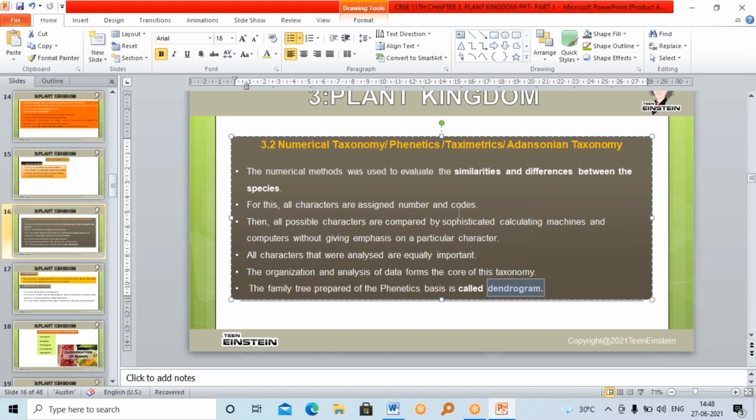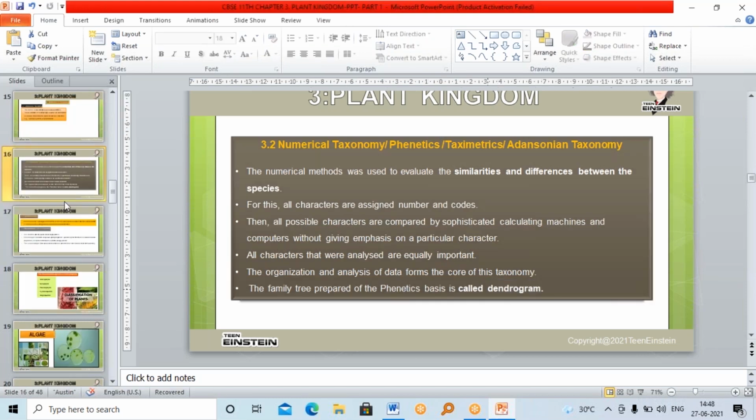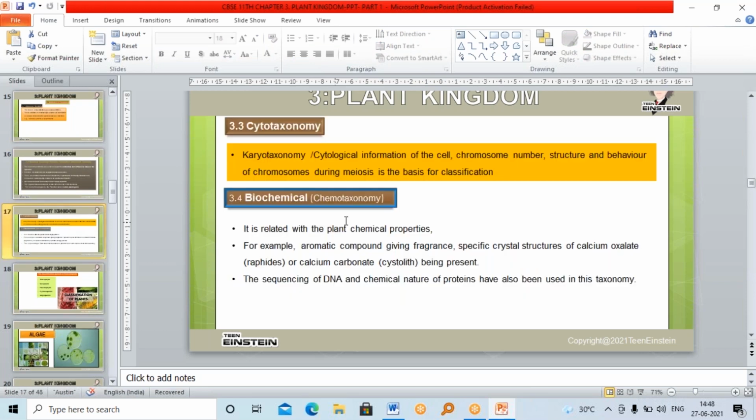In numerical taxonomy, what are we doing? We are considering few characters, and for all characters, we are assigning some codes. There is no special character. We are not giving any emphasis to a particular character. All characters are equally important. And the family tree prepared from these studies is called a dendrogram.